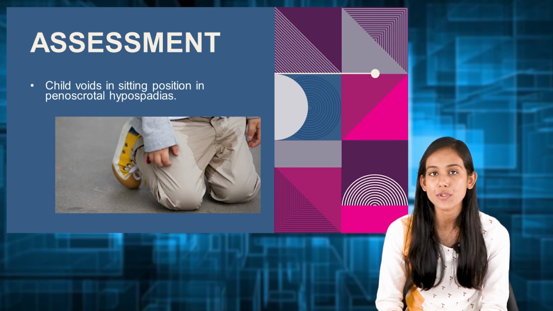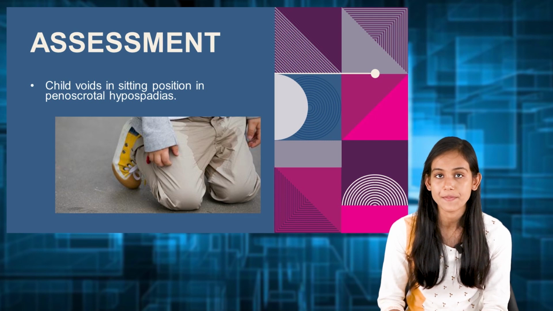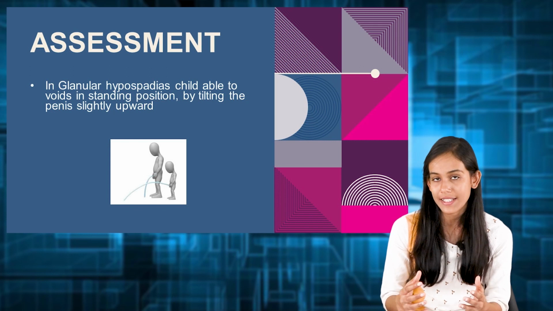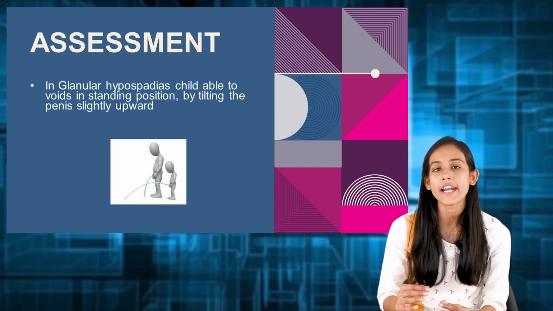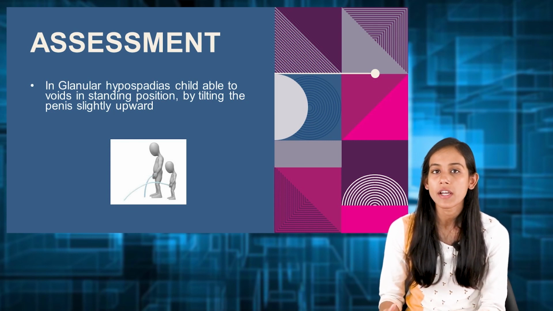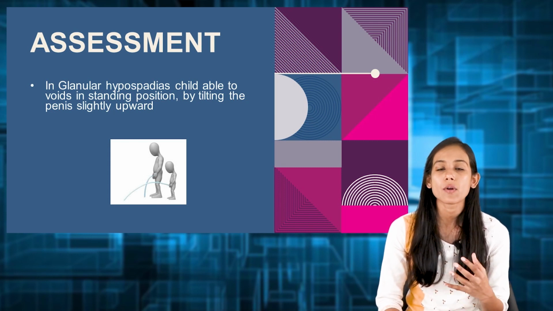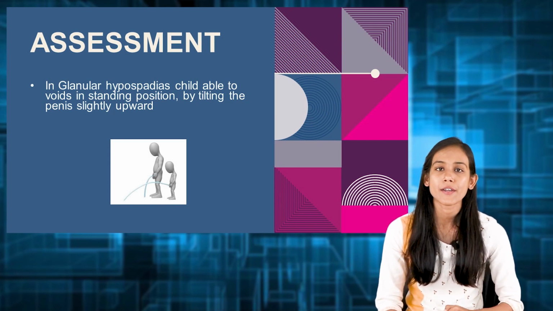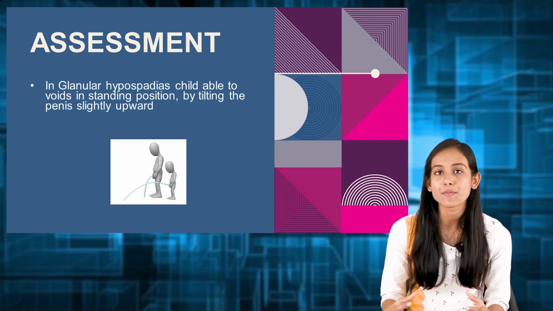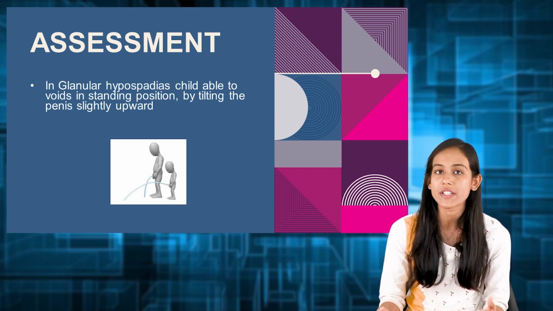And in case of penoscrotal hypospadias, you can see mostly the child will void in sitting position. And in case of glandular hypospadias, the child can void in standing position by tilting the head of the penis a little bit upward. So these are the patterns that you can find in a child with hypospadias. In certain types of hypospadias, the child will adopt a certain position to void. So these things you can find out during the assessment.